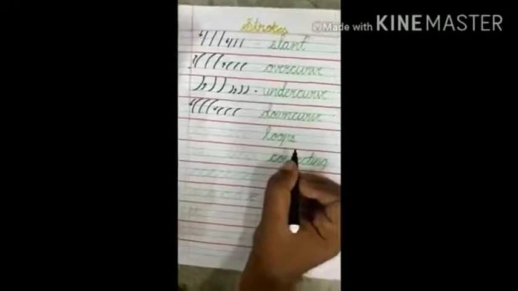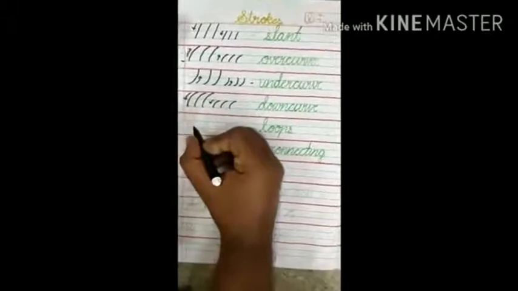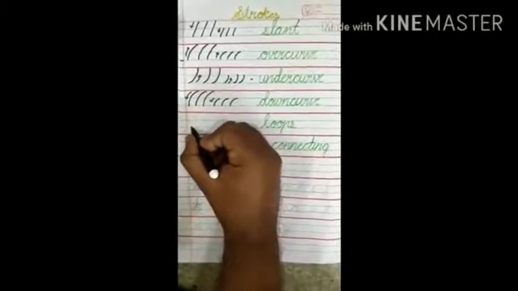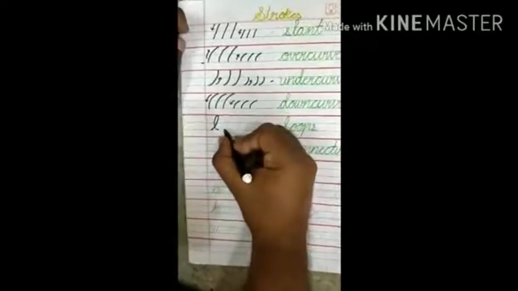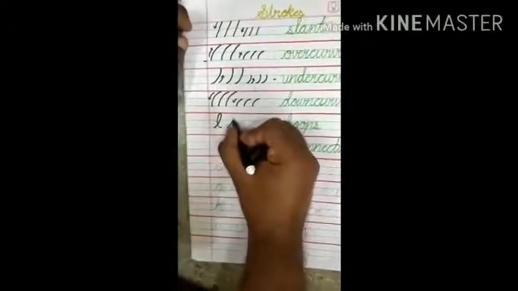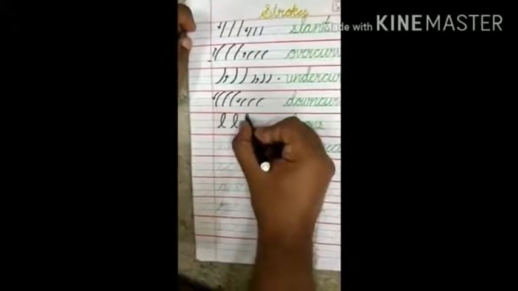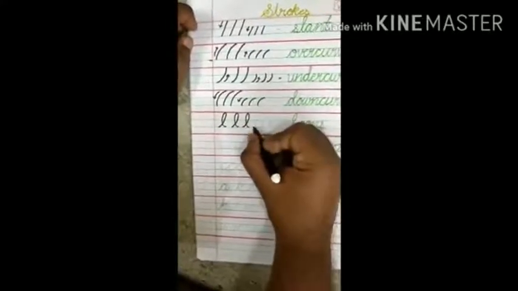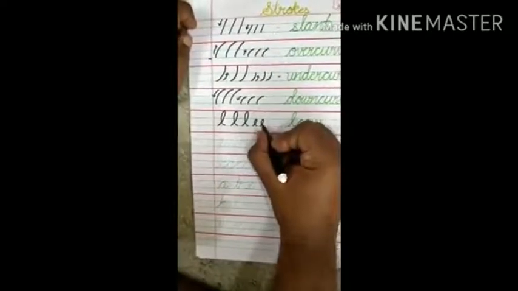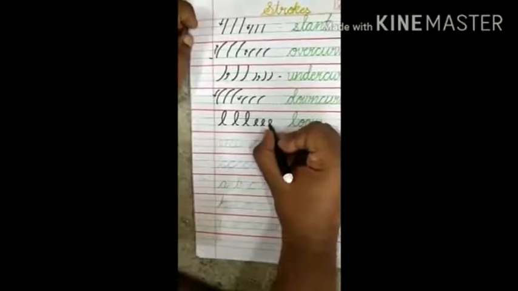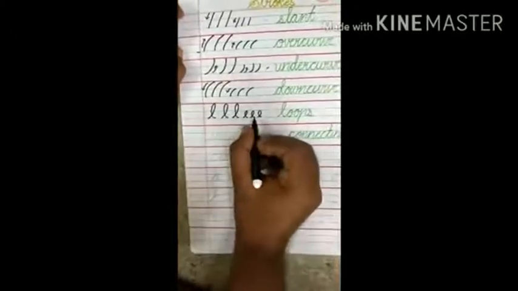Next we are going to see is loops. How to draw a loop? Simple children, see here. This is one loop. Another loop here. Another loop. And another loop. Smaller loops. You get what is a loop? Yes, these types of structures are loops.